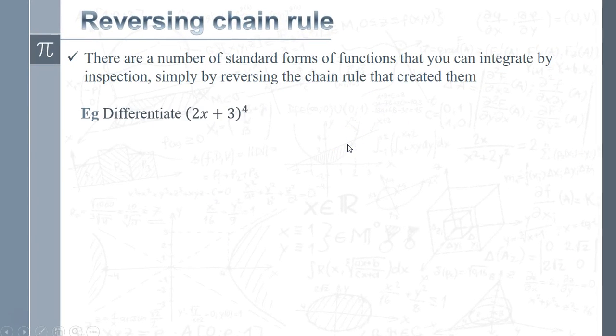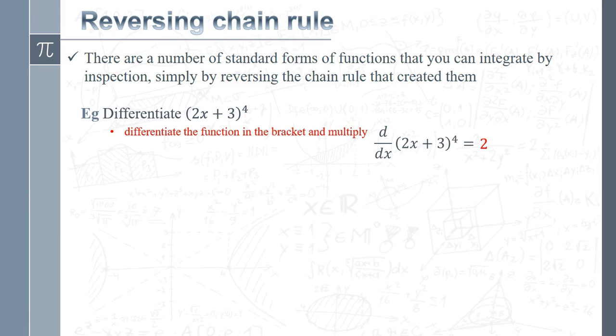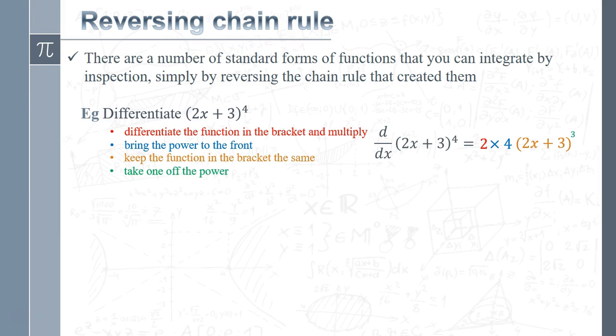Let's start off with a bit of differentiating. Let's look at how we differentiate using chain rule by inspection, and then we'll simply come up with a method for integrating by reversing it. So if we're going to differentiate 2x plus 3 all to the power 4, what I've got to do is differentiate the function in the bracket, so that's the 2x plus 3, and so that comes out to the front, there it is. We've then got to bring the power to the front, that's the 4. We've then got our original function, still staying the same, and taking 1 off the power. And so there we go, there's our differentiated version.